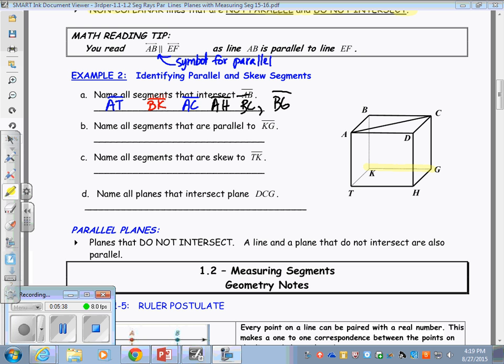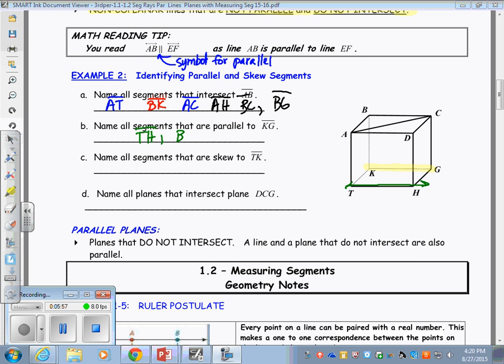KG, right down here. We want all the lines that would be parallel to KG. So that means it never intersects and it's on the same plane. So I'm hoping you see straight off the bat we have this right here. Oh, no, actually, we want the segment. So TH, that would work.